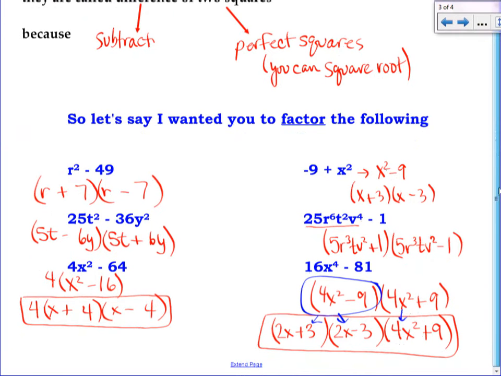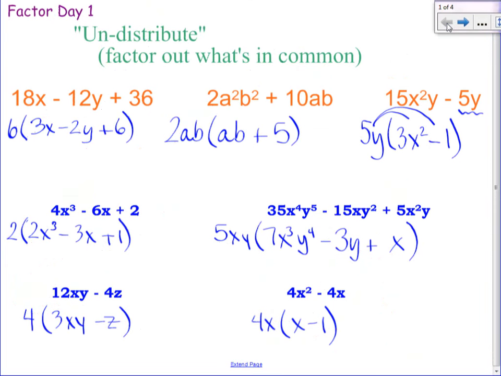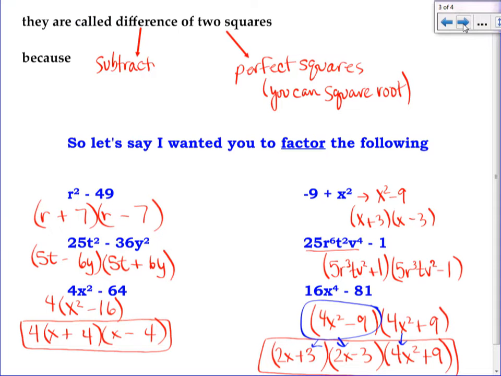Other questions on these? On the 4x squared minus 64 on the left side, how come there's a 4 and none of the other ones? Good question. All of these, none of them were able to take a GCF out like we did on the first page. This one did have a common term, so you always want to take that GCF out if you can. It's like what we were doing on this page, where you take out what's in common. Other questions before the last page?